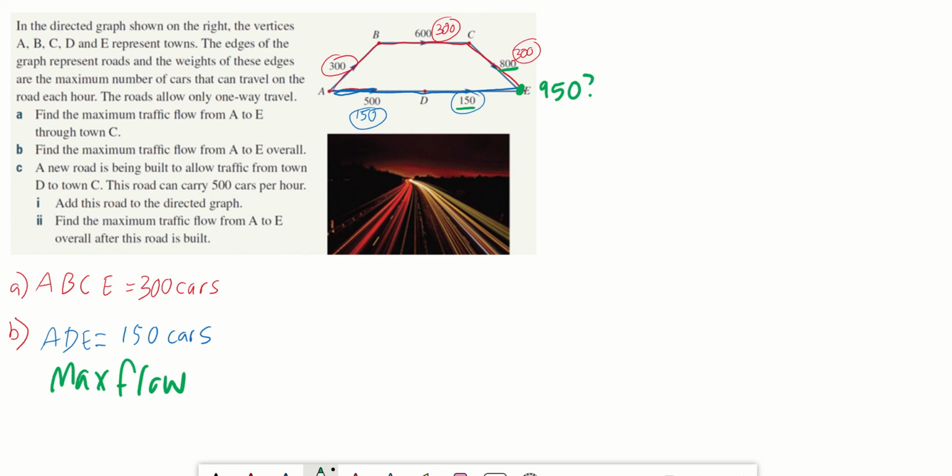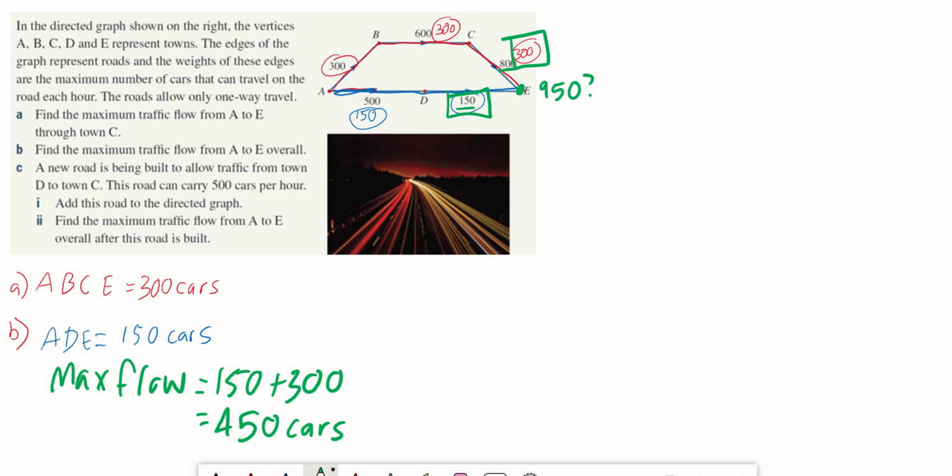So what have we got circled? On the last edges we have a 150 and we have a 300. So the maximum flow is 150 plus 300, which gives me 450. So the overall amount of cars that could possibly flow through that network and get to the sink is 450 cars.